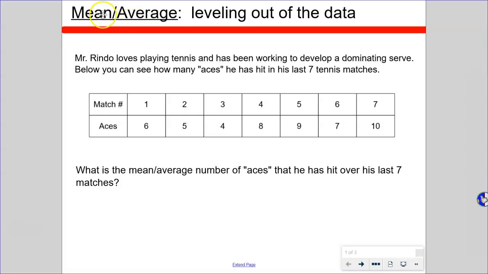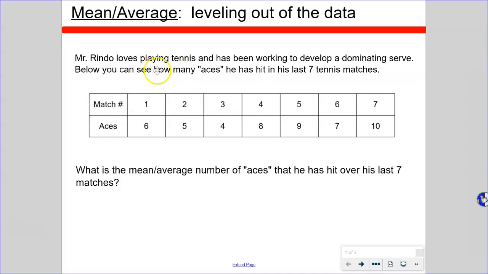But essentially, when you are finding the mean or the average of any set of data, you are leveling out the data. That is the key definition we want to use because it gives us flexibility as to how we want to level it out. So I want to go through this problem with you and show you the two different ways that we can level this out and find the mean or the average.